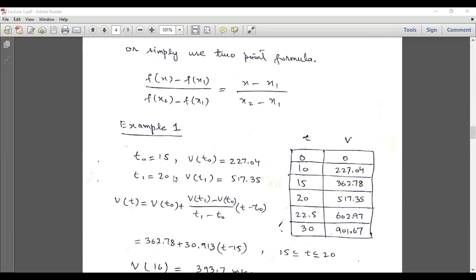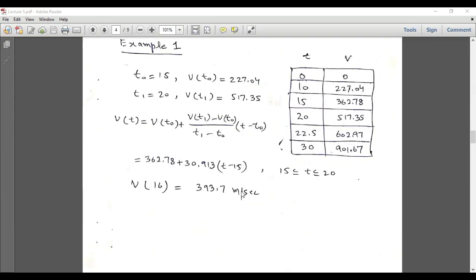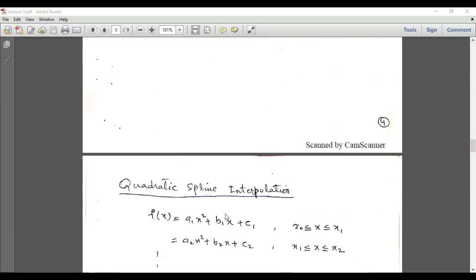So first let's calculate the equation of the straight line between these two points. So v(t) is equal to 362.78 plus this expression, [v(t1) - v(t0)] / (t1 - t0), into (t - 15). So let's put the value of t equal to 16 in this expression, and the velocity is equal to 393.7. So that was quite simple and straightforward by using linear spline interpolation.